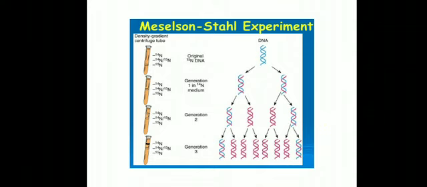That's why we say the Meselson-Stahl experiment proved that the semi-conservative model is the actual way DNA replication occurs, where one parental strand acts as a template strand to produce the new DNA strand.